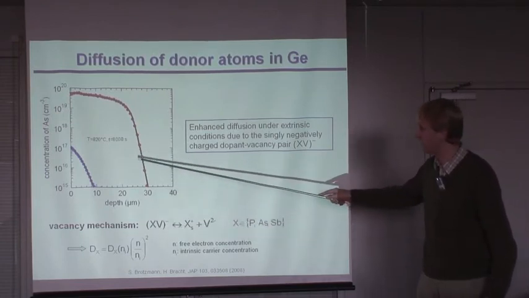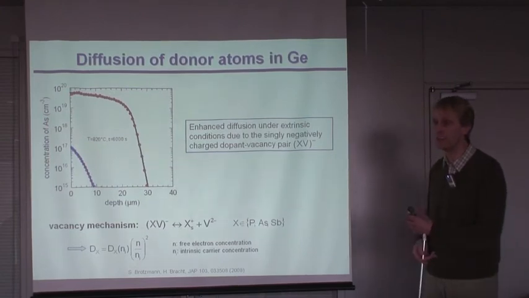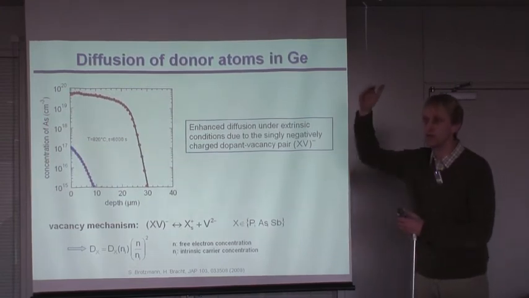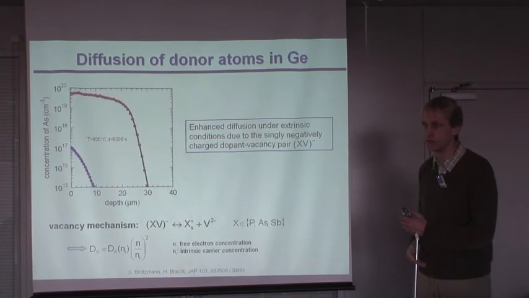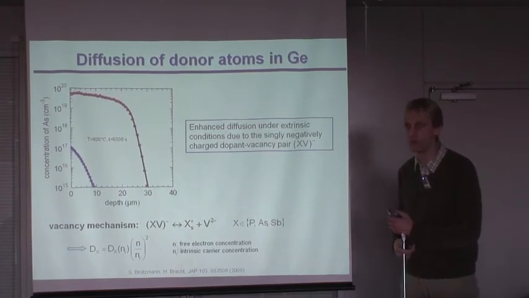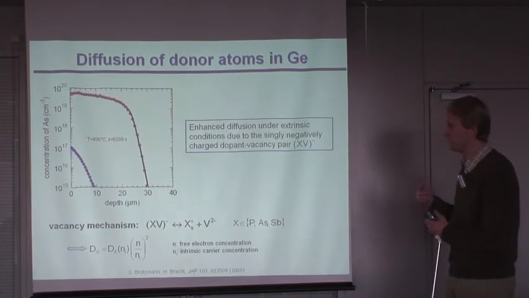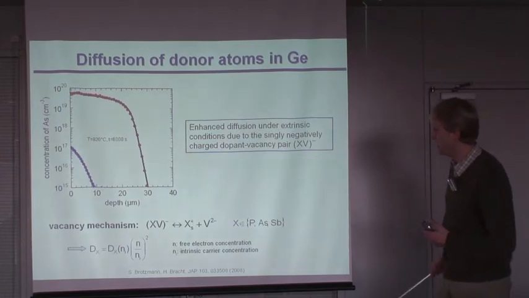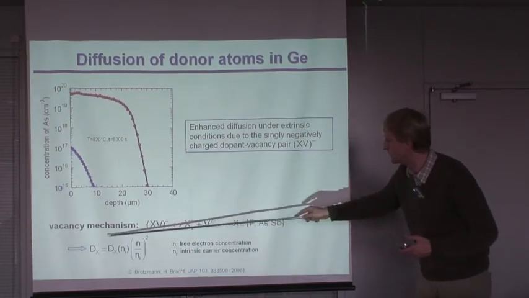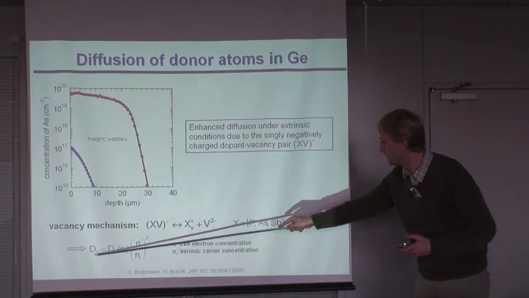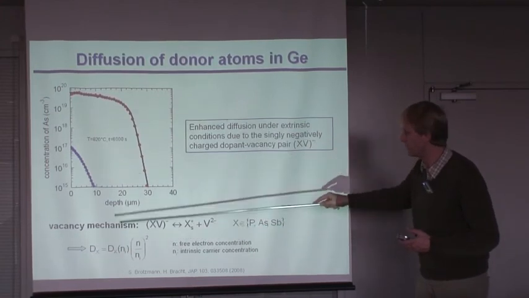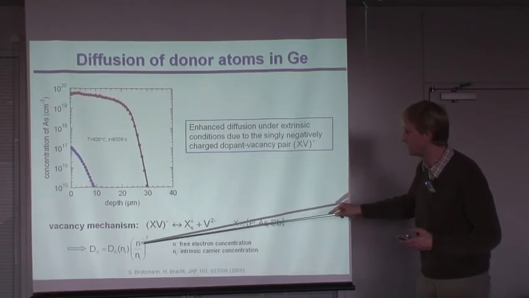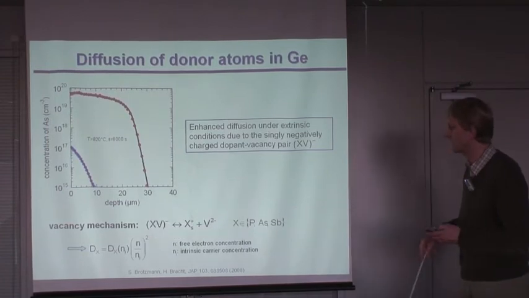So in the case of germanium, dopant diffusion is much more enhanced under high doping conditions than in the case of silicon, and this is a very big problem in the technology right now. Okay, so that's then the functional dependence of the dopant diffusion under extrinsic conditions, under high doping levels, that it goes with the square of the free electron concentration.